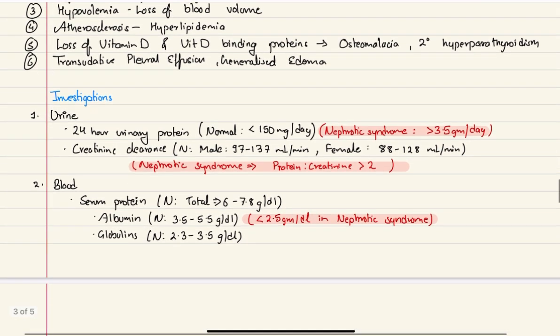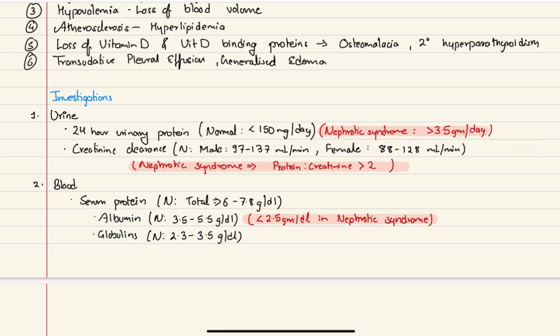Now let's talk about the investigation part. What investigations do we do? Firstly, we check the urine. So we check 24-hour urinary protein. As I've already told you, the normal is less than 150 milligrams per day. Whereas in case of nephrotic syndrome, we have already explained the values of proteinuria, right? It's more than 3.5 gram per day, or more than 40 mg per meter square per hour, or more than 1 gram per meter square per day. So that's the level of proteinuria in nephrotic syndrome.